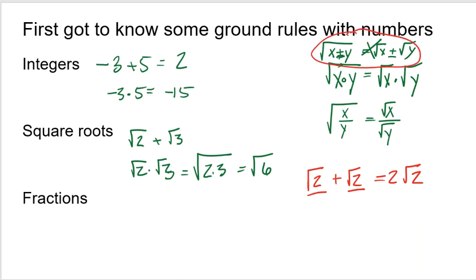I go back to this rule that is not a rule. You're not allowed to add the numbers and get the square root of 4, because I'm going to tell you right now, the square root of 4 is 2. The square root of 2 plus the square root of 2 is a very different number. It's, again, 2 radical 2. So hopefully that makes sense.